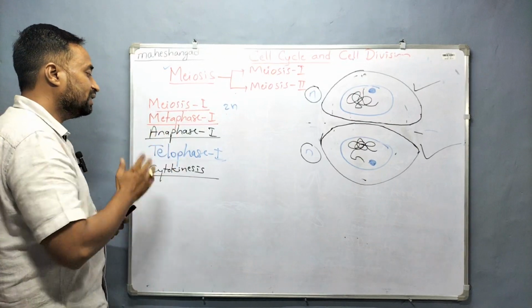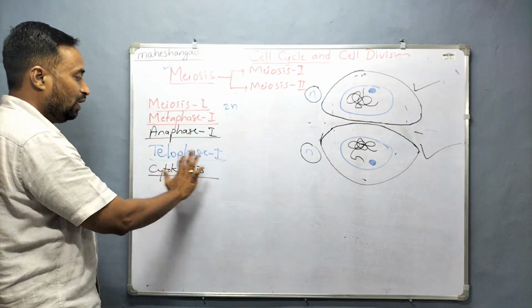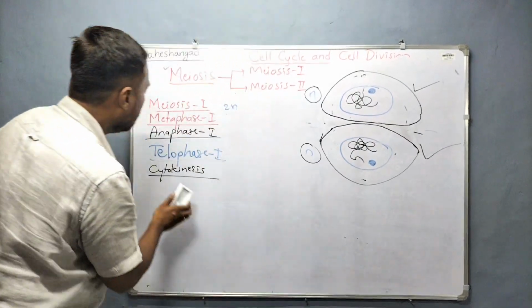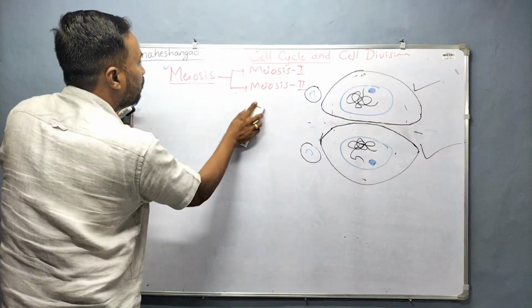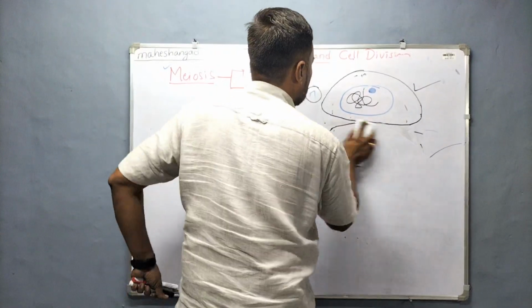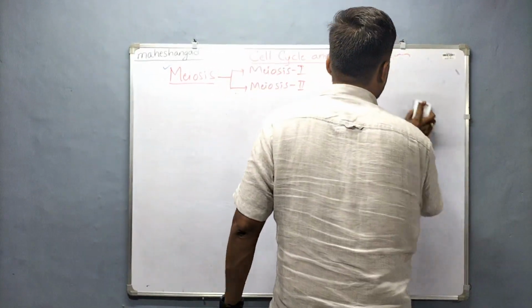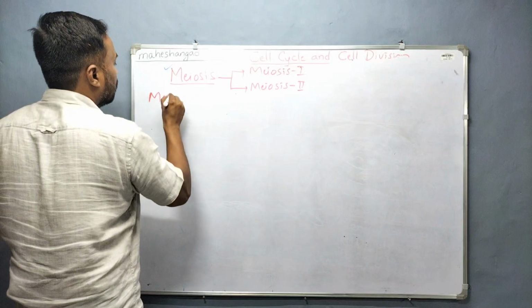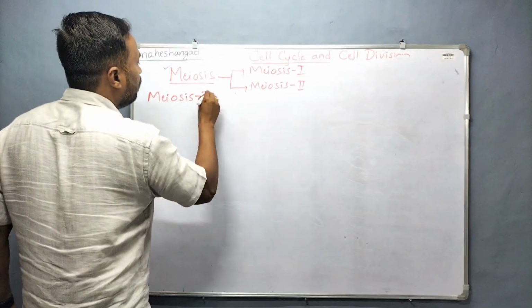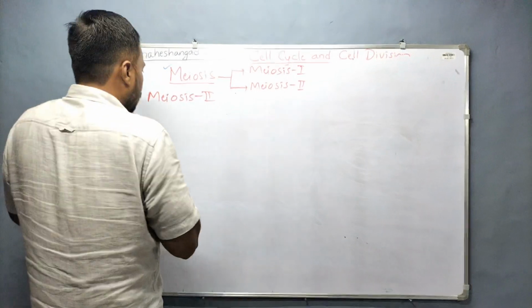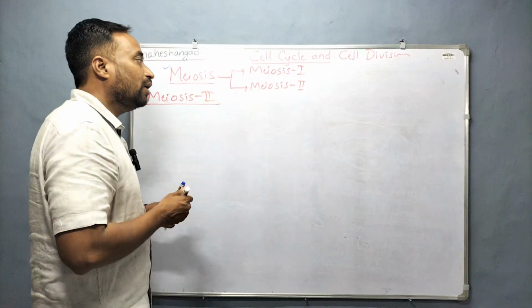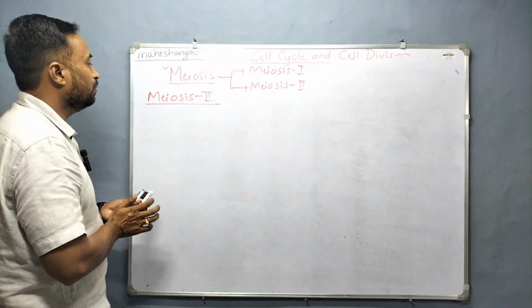I hope all the points regarding metaphase 1, anaphase 1, telophase 1 and cytokinesis are clear to you. Now let's move on to the next important phase, that is meiosis 2. Even this meiosis 2 is further divided into 4 phases. Let's understand them with the help of diagrams. In meiosis 2 also there are 4 phases: prophase 2, metaphase 2, anaphase 2 and telophase 2, just the same as meiosis 1.